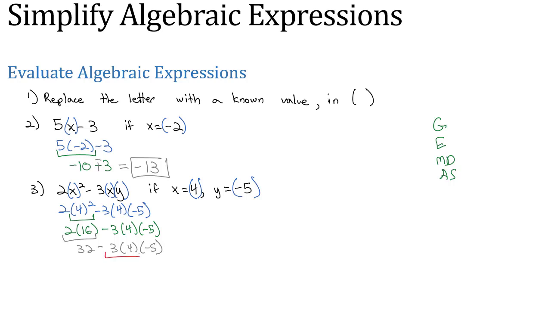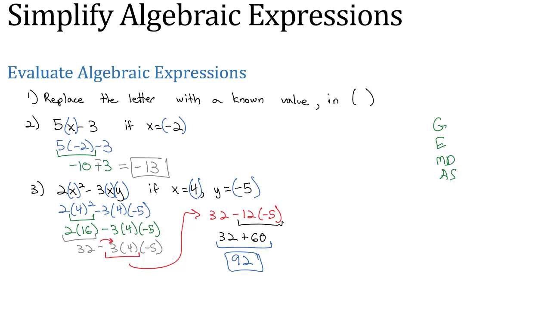Continuing to multiply from left to right, we'll take the negative 3 times 4. Remember, the sign goes with the number. I'm running out of space, so I'm going to move up here. We get 32. Negative 3 times 4 is negative 12 times negative 5. Finishing off the multiplication and division from left to right, we've got a negative times a negative, which gives us a positive 60. Finally, the addition and subtraction gives us our final answer of 92.